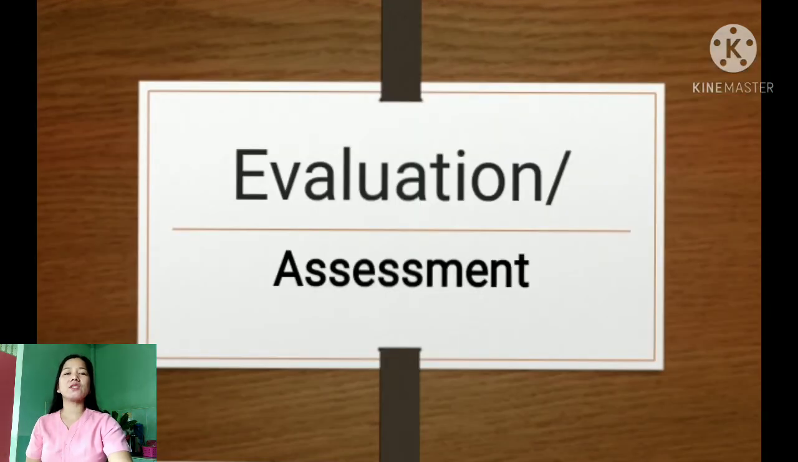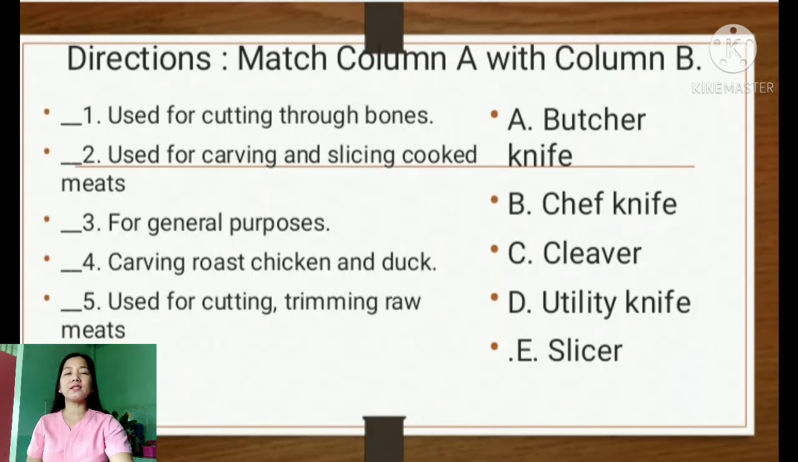Okay, let us go to your evaluation or your assessment. Prepare one whole sheet of pad paper, or if you have your activity sheets with you, you may use your activity sheets. Activity one: match column A with column B. Write the letters only. Please use capital letters.